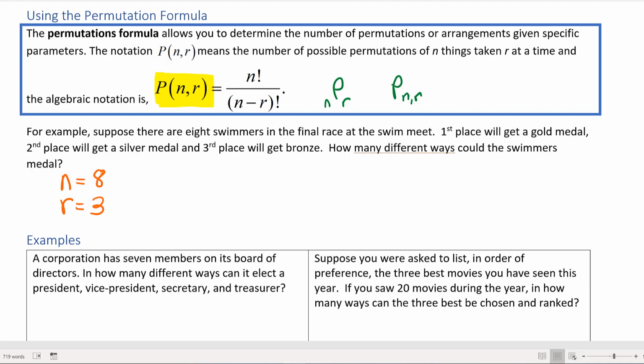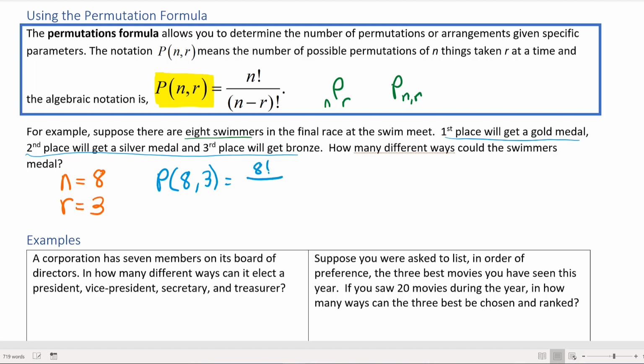Remember those 2 conditions that we were talking about? The first condition is that no item can be used more than once. No swimmer is going to come in both first and third. That doesn't make any sense, okay? And then the next condition is that order matters. Does order matter? Yes. Order matters in a race considerably. So we are going to use P of 8 choose 3 in my formula.